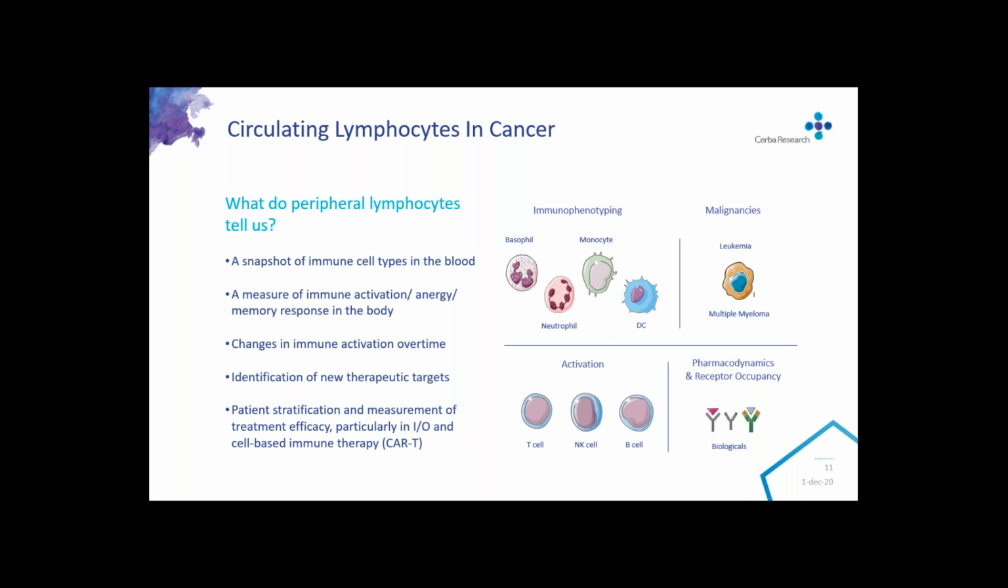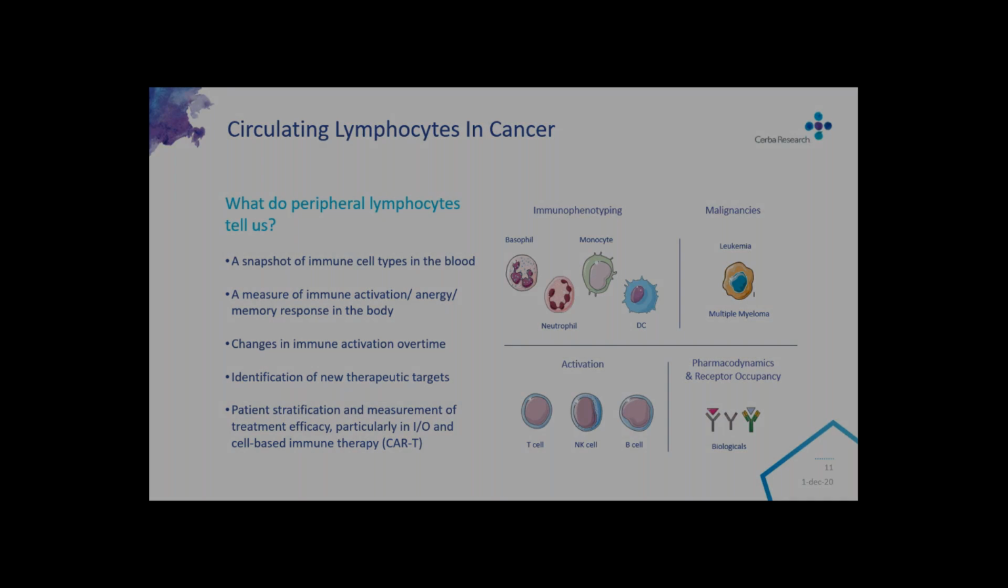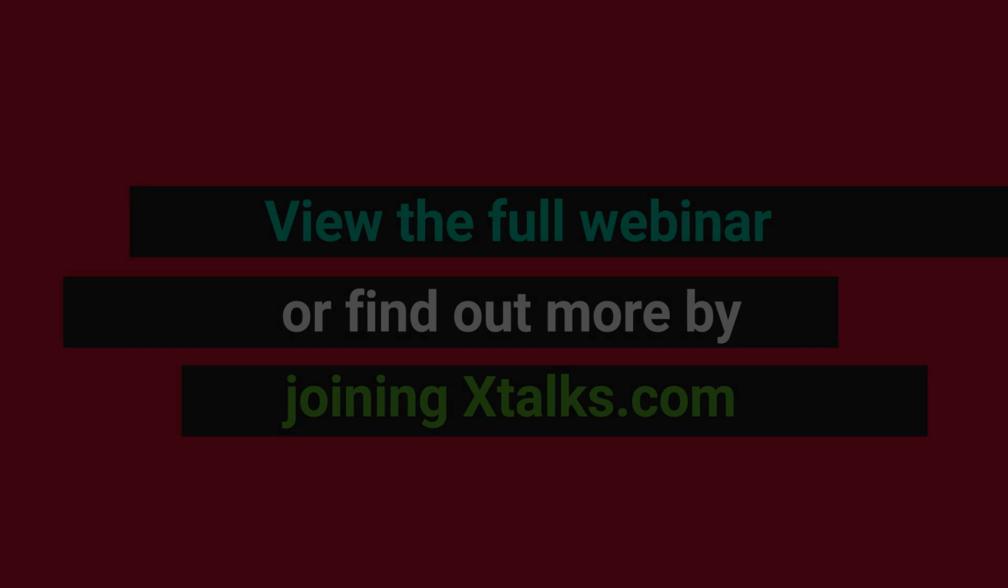The type of cells that we can phenotype using circulating lymphocytes is really wide. We can look at the subsets of immune cells. We can look at the immune cell activation. In the case of blood cancers, we can actually stain the leukemia cells and assess the level of activation and the phenotype as well as genotype. And finally, we can use circulating factors in order to do pharmacodynamics as well as receptor occupancy.